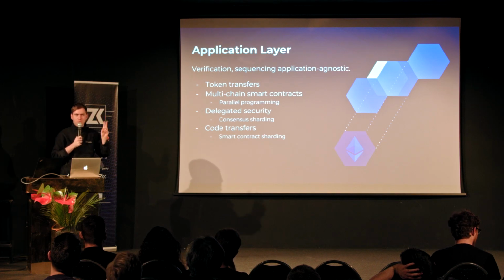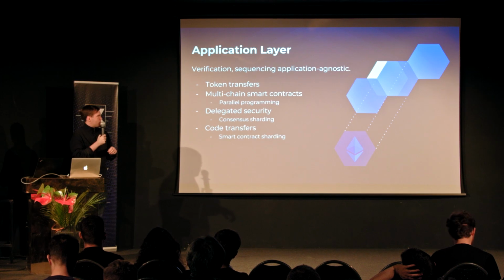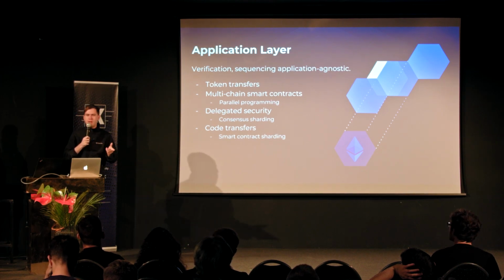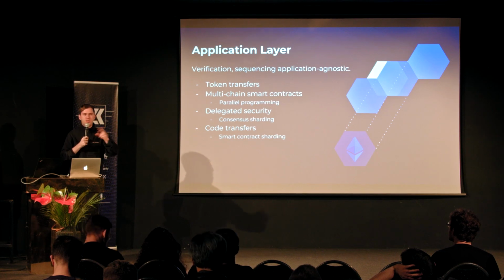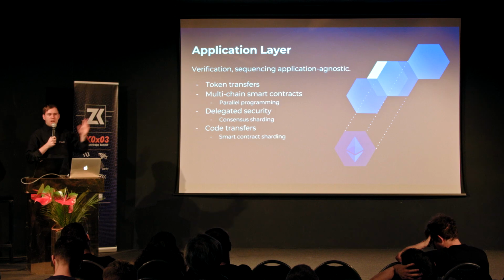IBC enables token transfers across chains. IBC can also enable a whole host of different applications. Multi-chain smart contracts, where you have different parts of a sort of complex multi-chain state machine executing on different chains, and you pass some part of the smart contract state, closure variables, to the next chain in the sequence.